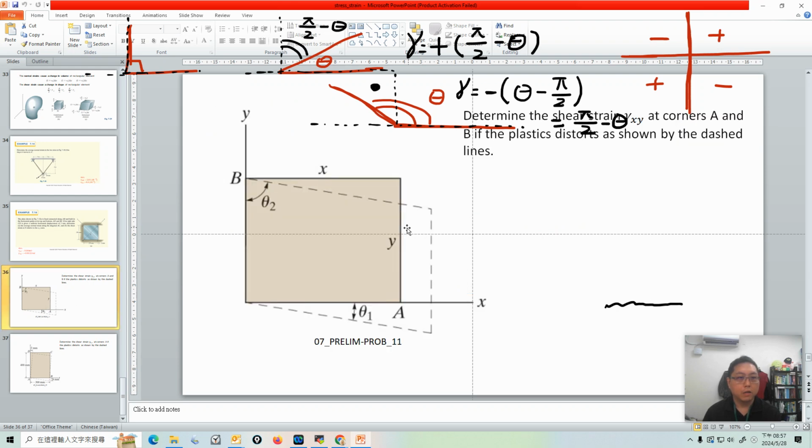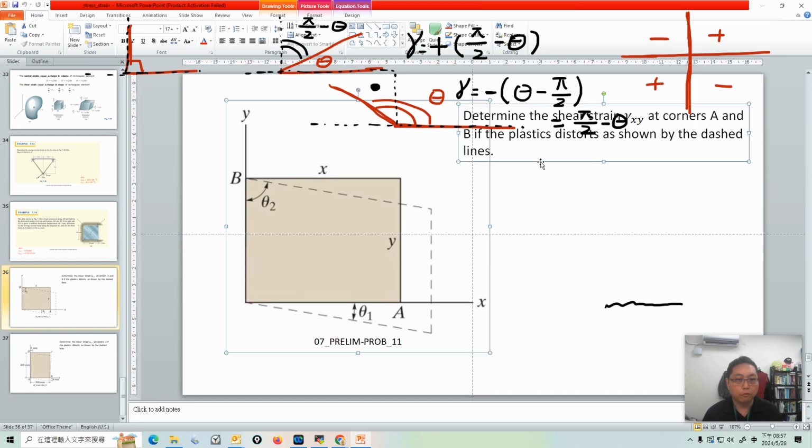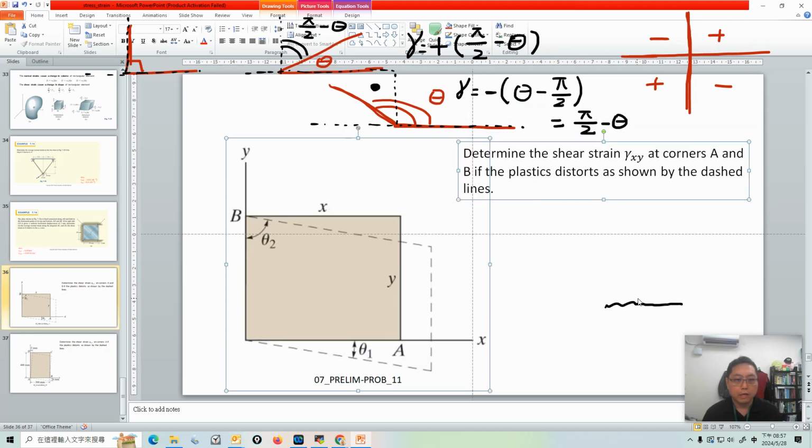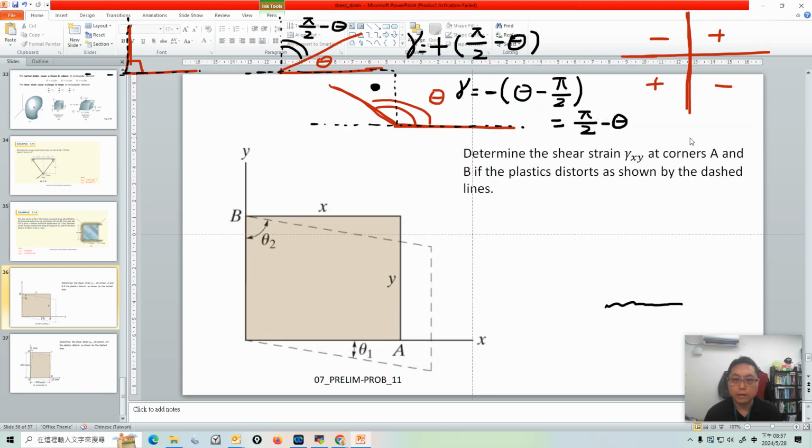Here is an example problem from the textbook. Determine the shear strain. The shaded area is the original shape, and then we apply some force to make this shape change into the dashed line here.